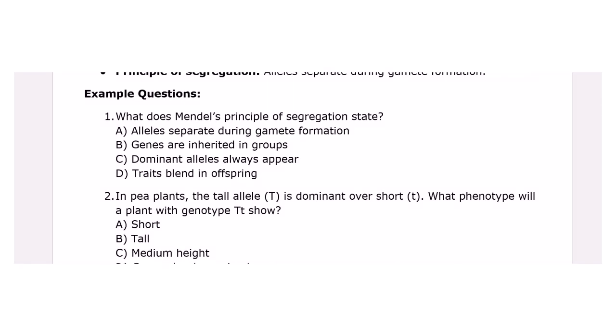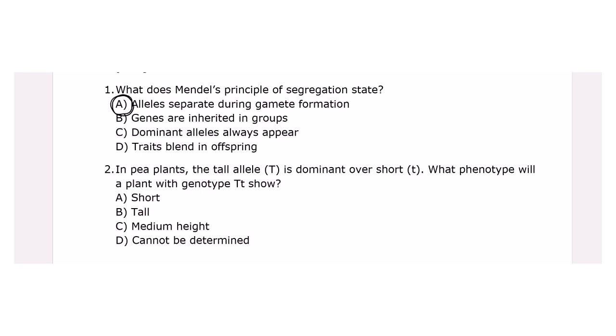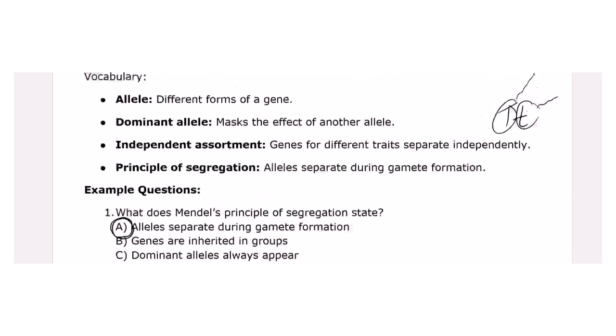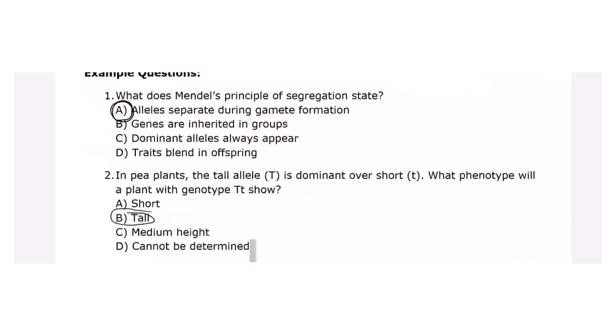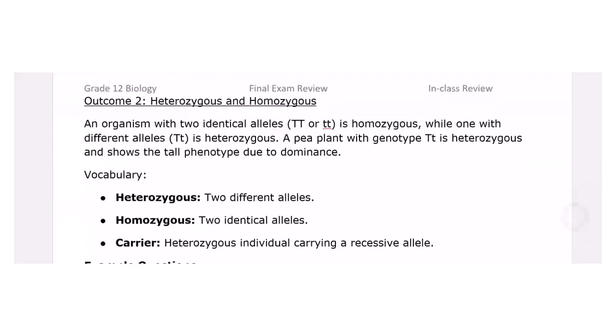Okay, number 1, what does Mendel's principle of segregation state? A, B, C, or D? A. Okay. In pea plants, the tall allele is dominant over short. What phenotype will a plant with genotype big T, little t show? Tall height. Remember, it's not a blending of traits anymore. Okay, so any questions about that terminology? Okay, so please know Mendel's 3 laws. It'll probably state Mendel's 3 laws, so put a star there for 3 laws.